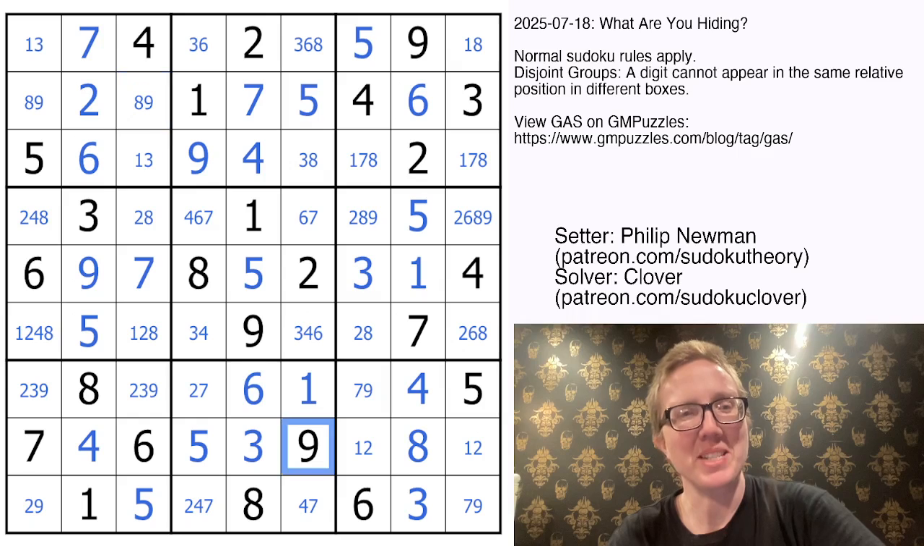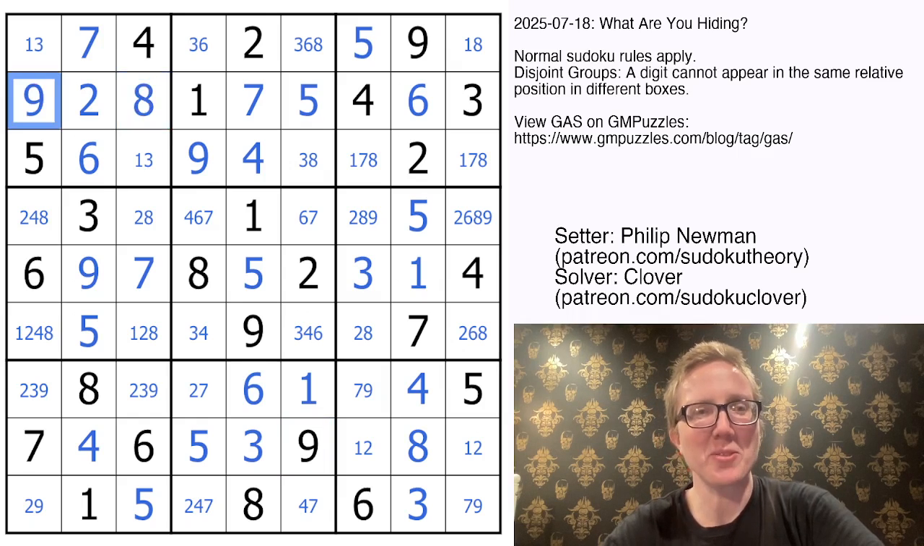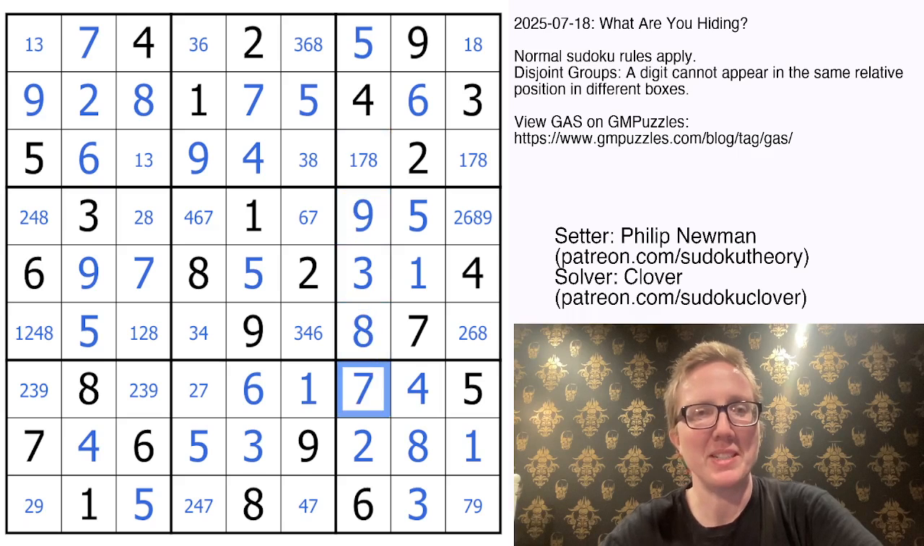Okay, there we go. So there's a 9 there, so that can't be a 9. That must be an 8. And there's a 1 here, so this can't also be a 1. That must be a 2. And that will let us do a lot of work. I believe that's what I picked up on the first time I solved this.